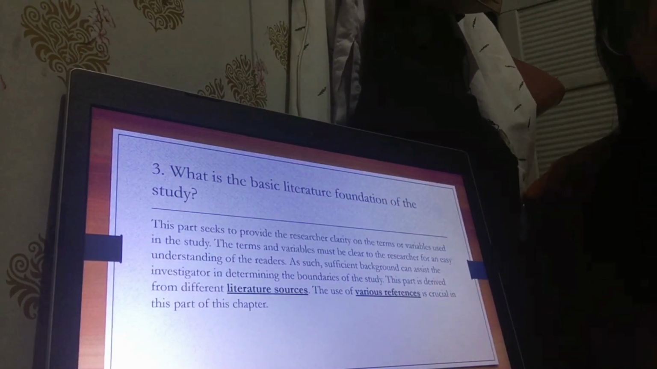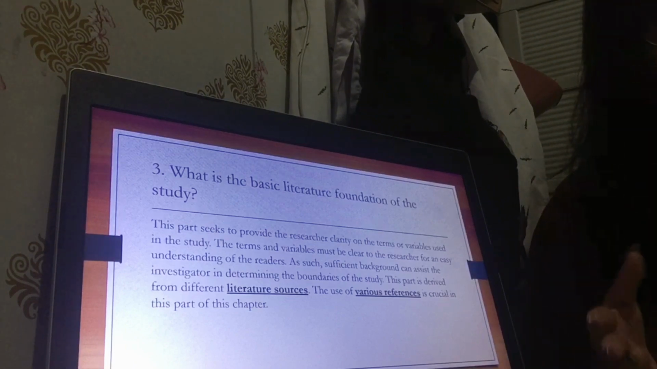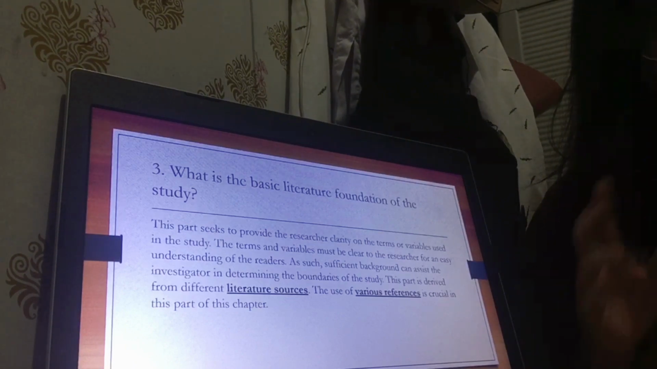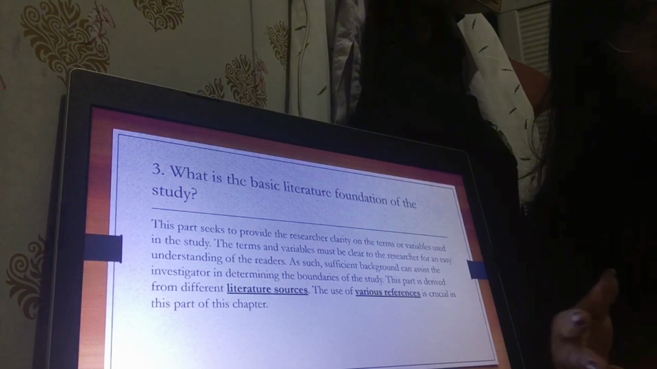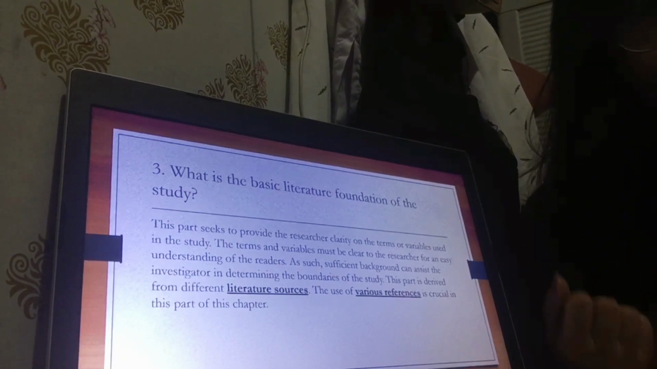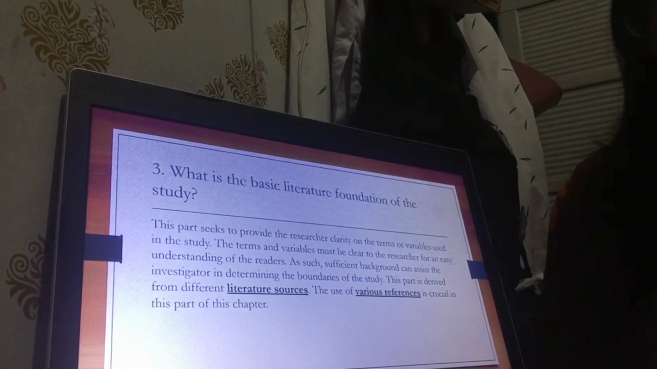What is the basic literature of the study? So the basic literature in basic terms is the part about making sure the researcher knows and understands all the important words and ideas they're using in the study. They need to be clear on what they mean and how they're using them so that anyone reading their work can understand it too.